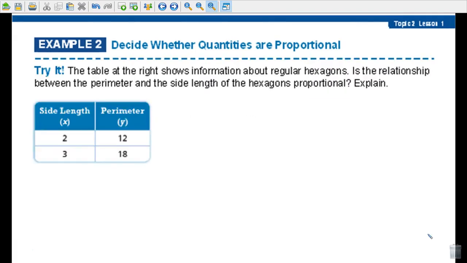Let's move on. Example 2, decide whether quantities are proportional. Try it. The table at the right shows information about regular hexagons. Is the relationship between the perimeter and the side length of the hexagons proportional? Explain. Class, try it. It's very easy. Pause it right now. I'll give you a few seconds.